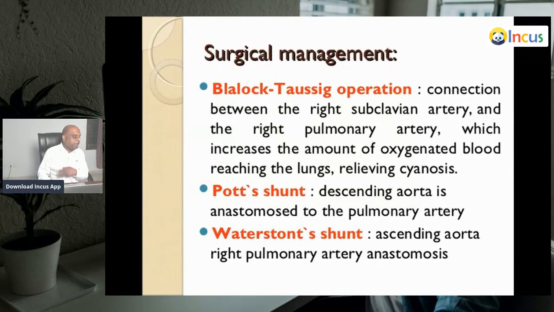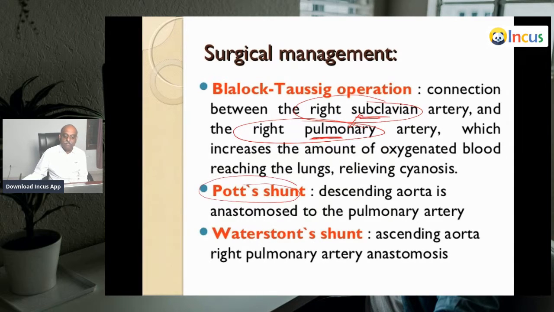So there are three important shunts you should remember. Blalock-Taussig's operation. So what does it mean? The right subclavian artery and the right pulmonary artery, between the two. Subclavian and pulmonary artery, you are making a bypass. So subclavian is systemic circulation, pulmonary artery is pulmonary circulation. Between the two, you are creating a conduit.